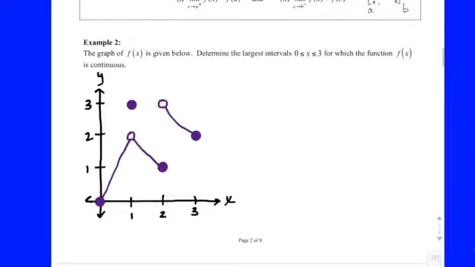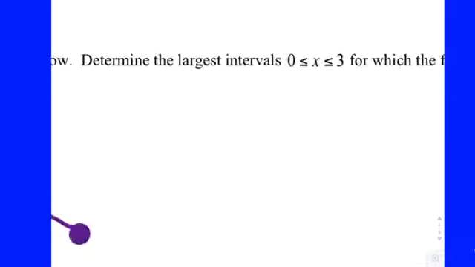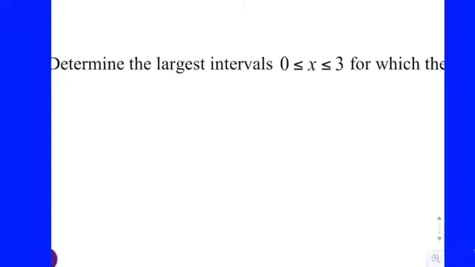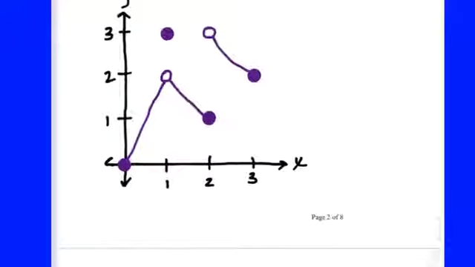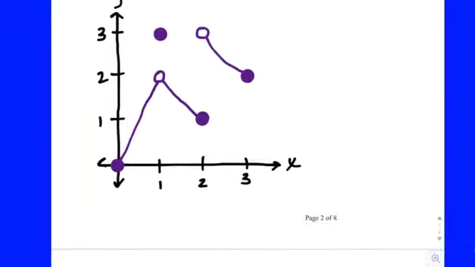All right? So let's look at example 2 right here before lunch. In the graph of f given below, determine the largest intervals from 0 to 3. Okay, another way that a closed interval could be given to you is like this. So we're looking on the closed interval only from 0 to 3, for which the function is continuous. Let's just go ahead and start listing it from left to right. It says to list the largest intervals.